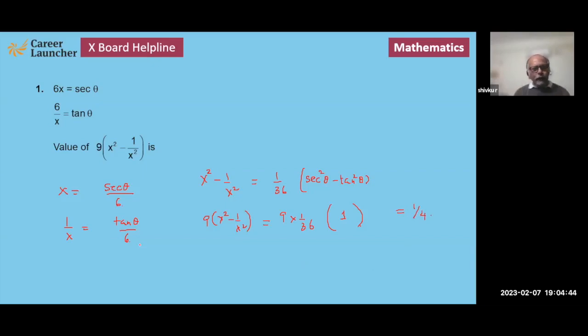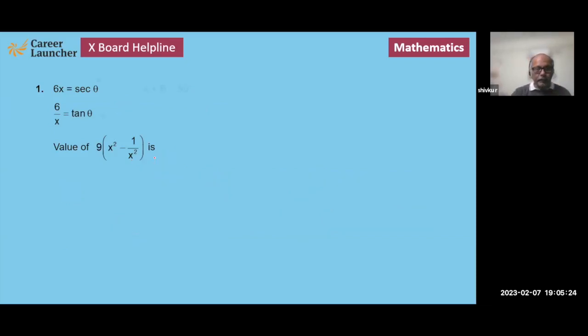Some people might do it differently. The moment I write it like this, things become a little simpler. Somebody could also say x is equal to secant theta by 6, so here secant squared theta by 36, and write the other term also as secant squared theta by 36. The answer would come, but I think it gets a little more messy. Always look for what the final form is, and try to work accordingly.